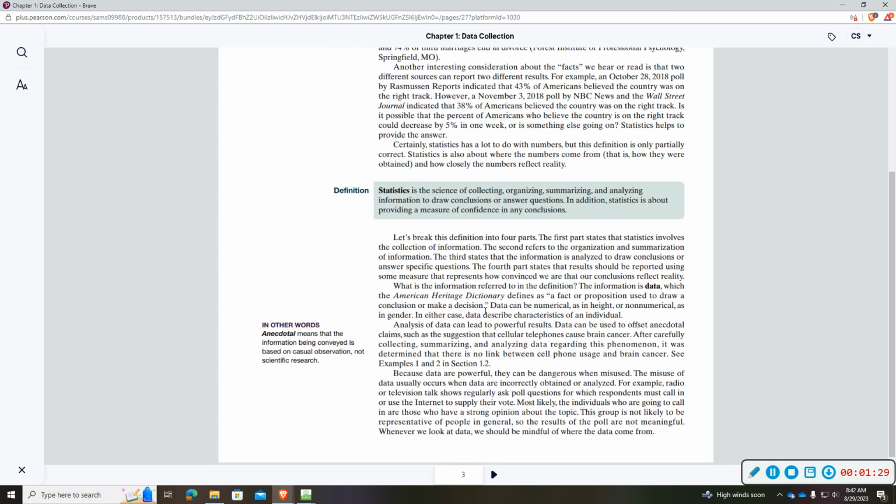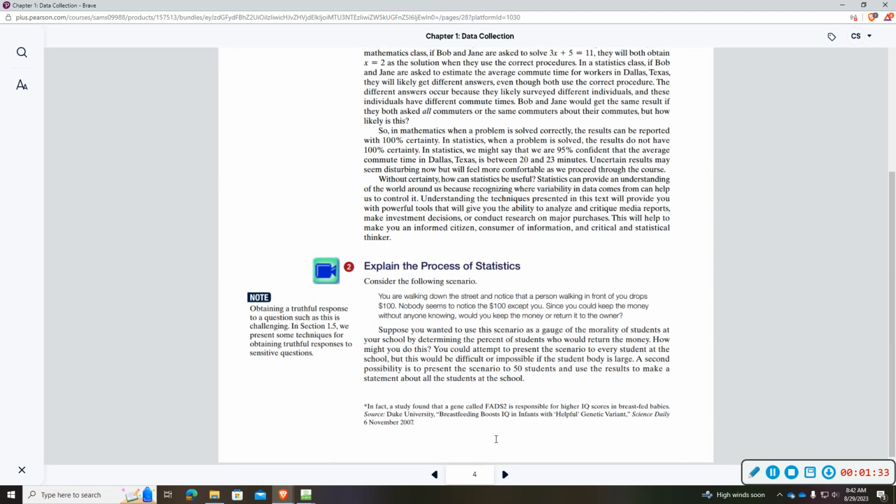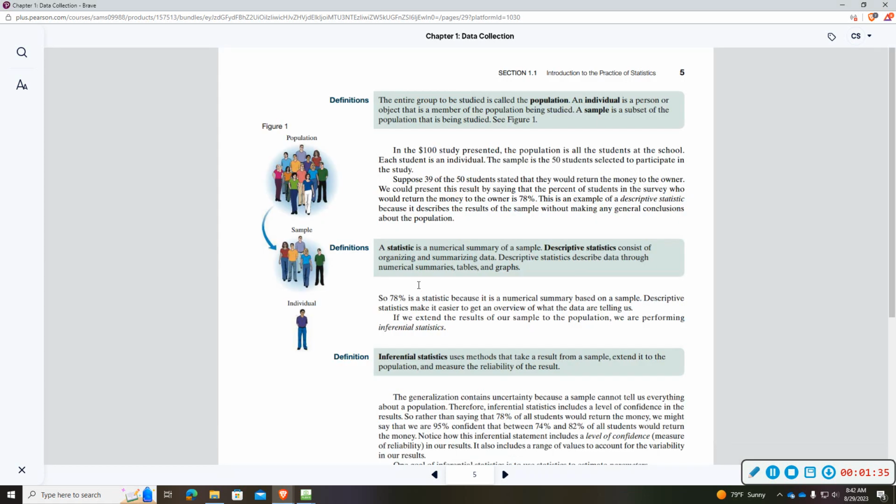So we got statistics. I'm going to go to the next page. They're explaining the process. So all of this is going to be some good reading. They got several different examples as well. So we have the description between an entire group called the population, and then we have individual person, or some of that population being studied is a sample, it's a subset. So statistics is a numerical summary, and then we have descriptive statistics, organizing and summarizing data.